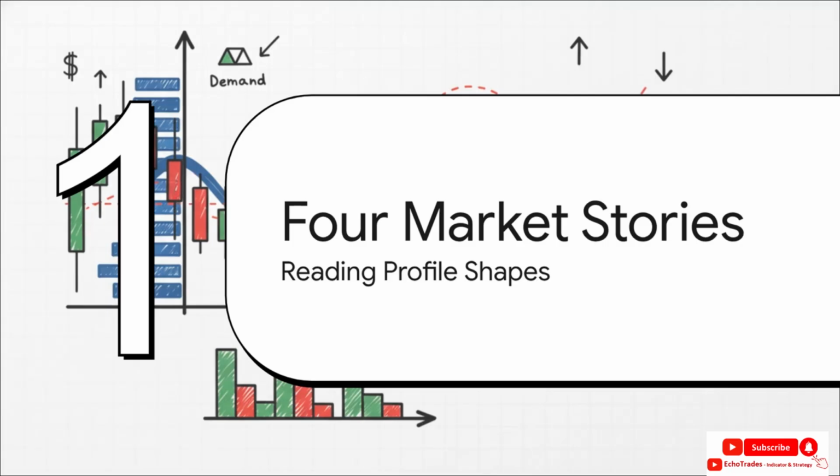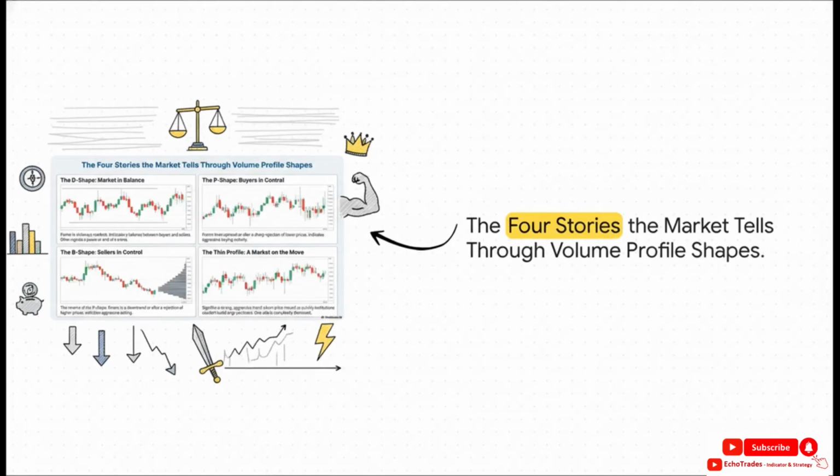Okay, so now we know the language, right? We've got POC, HVN, and LVN down. Now we can start reading the stories. Because every single day, the volume profile creates a distinct shape, and each shape tells a totally different story about the ongoing battle between buyers and sellers. And here they are, the 4 main characters in our story.